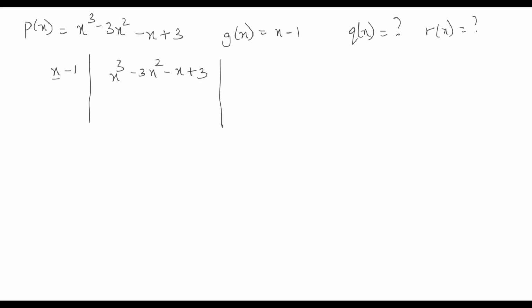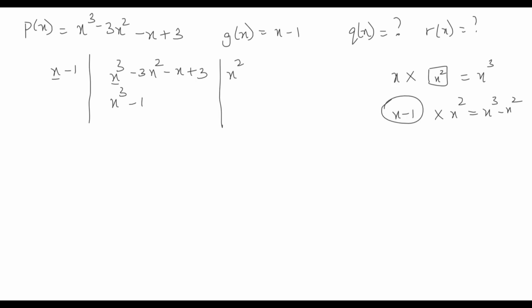So what you have to do is compare the first term. What should be multiplied to x so that you get x cube? It should be x square. So you have to put x square here and multiply the x minus 1 term with x square. So you'll get x cube minus 1x square. Therefore x cube minus 1x square, minus plus. This gets cancelled. Minus 3, don't look at this sign, the sign which you have changed is what you have to see. So minus 3 plus 1 is minus 2x square. Get this down, minus x.